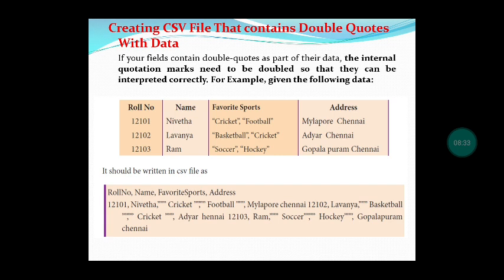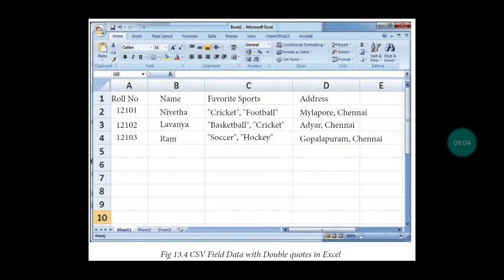This should be written in the CSV file in this format. See here, look at here. Niveda, double quotes have been used for cricket, and football also has double quotes. And in the same way for the second row also, basketball and cricket also have double quotes. If you use double quotes for the data which you are giving in a CSV file, it will be opened in Excel like this.